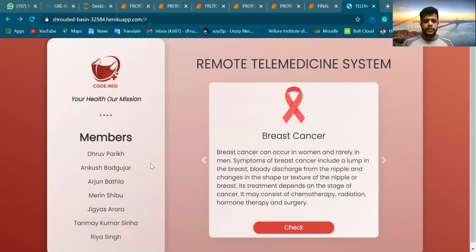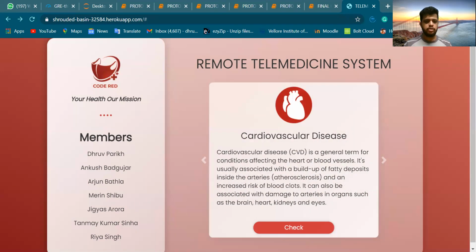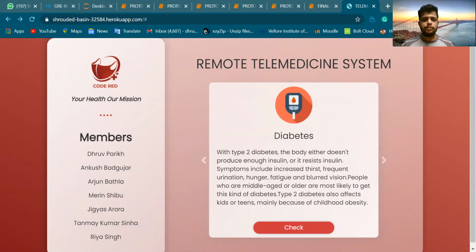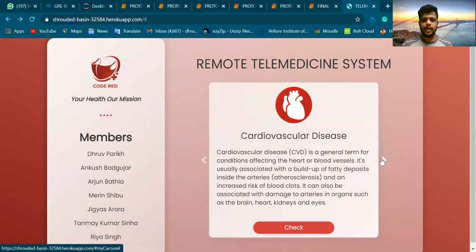So let me just share our project. Basically, this is our web page which we have created for our users. To know more about us, these are the team members: Dhruv Parekh, Ankush, Arjun, Marin, Jigyas, Tanmay, and Riya Singh. The main four diseases, as we already stated, are diabetes, breast cancer, cardiovascular disorder, and heart attack.